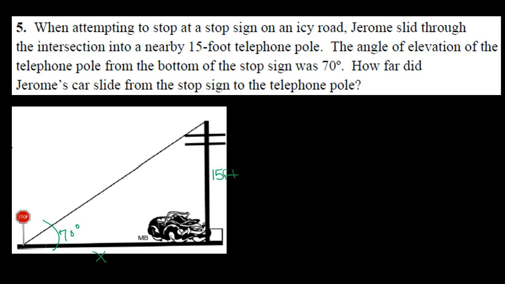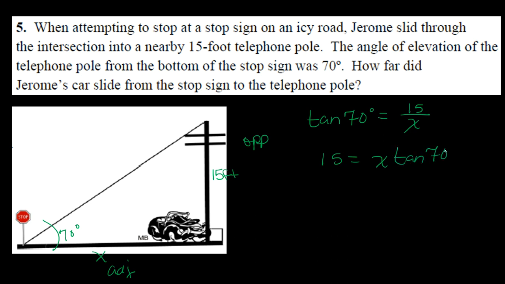So our reference angle gives us opposite over adjacent. So that is tangent. So the tangent of 70 degrees is equal to 15 over x. So we get 15 is equal to x times the tangent of 70 degrees. We need to isolate x.